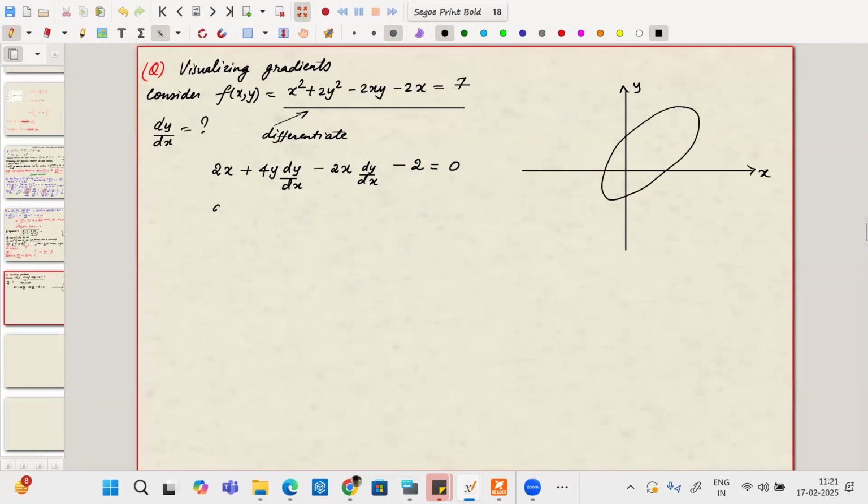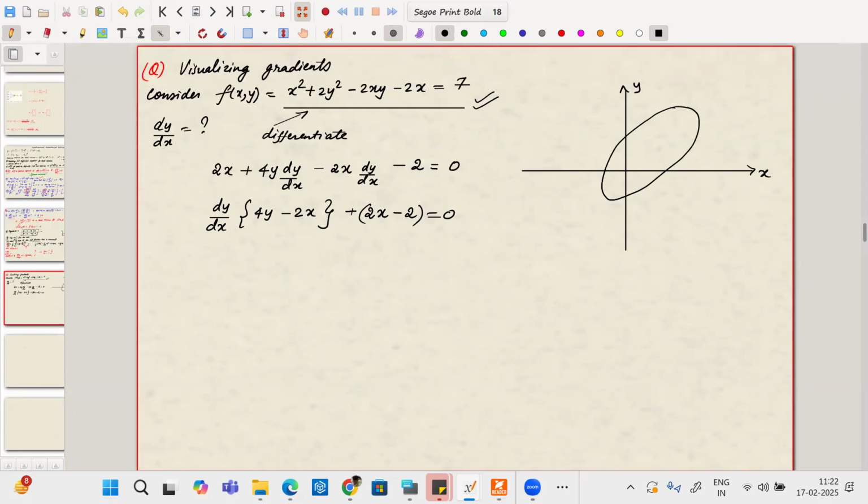Can we collect dy by dx terms? What we'll get? 4y minus 2x, and what are the terms we have? Plus 2x minus. I hope this derivative is correct. Is this derivative correct? Just take dy by dx of that, nothing else.